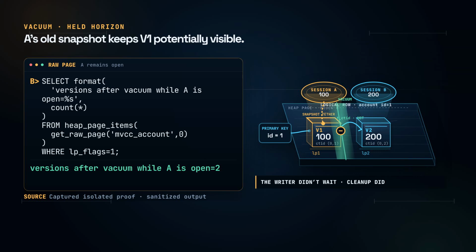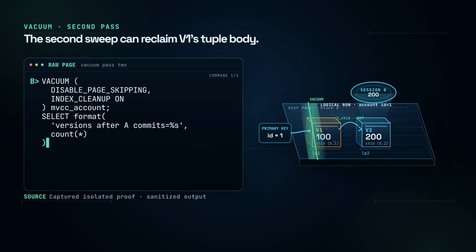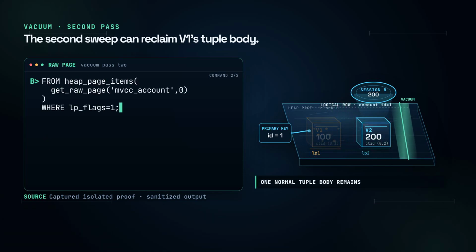Session B vacuums again. Now pageinspect reports one normal physical version. Line pointer 1 becomes a redirect, while line pointer 2 holds the surviving tuple. The index can still enter through its original line pointer and reach v2, but the obsolete tuple body is gone. Standard vacuum makes that space reusable inside the table. It does not normally shrink the operating system file.